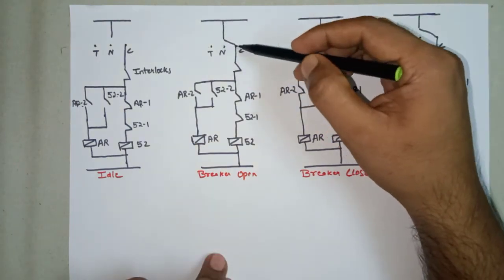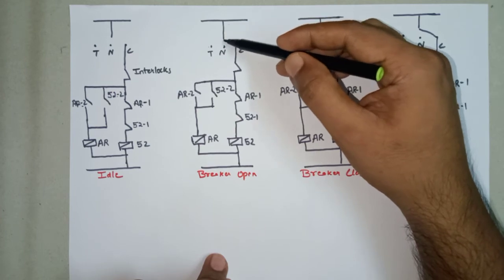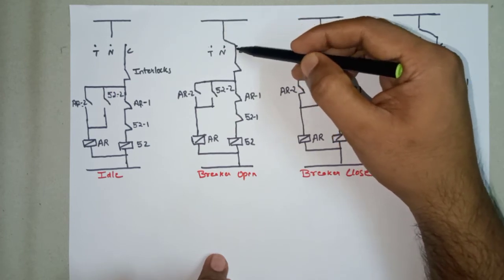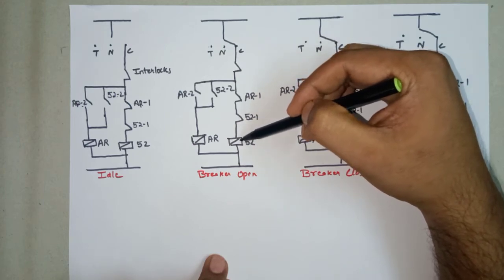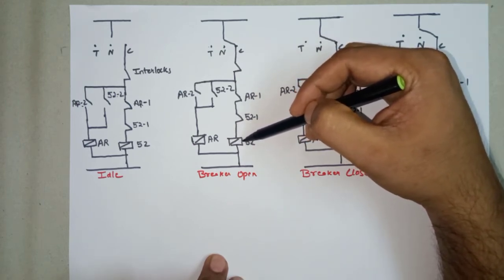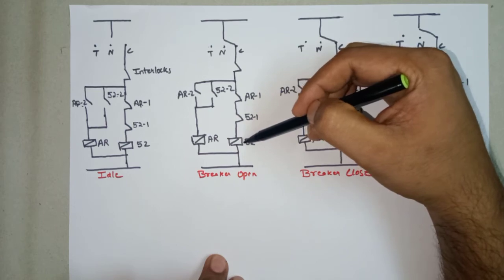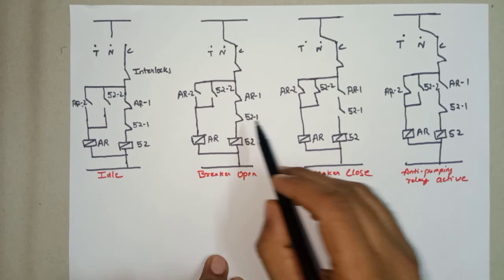Now what happens when a close command is issued to the breaker? Let us say through the TNC switch, a close command is issued. The voltage will reach the coil 52. When the voltage reaches the coil 52, it will close the breaker. When the breaker closes, what will happen?